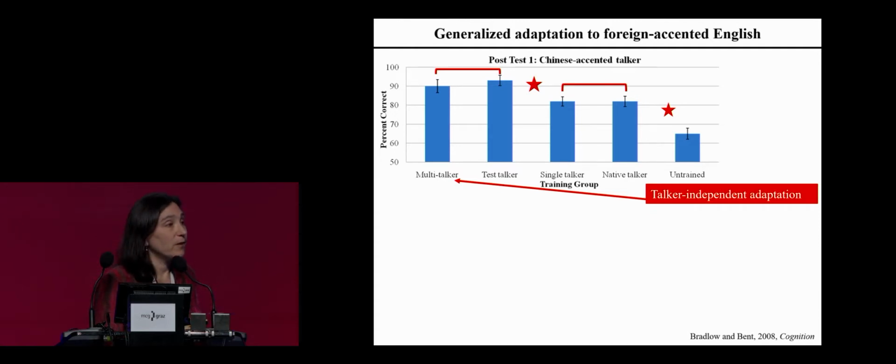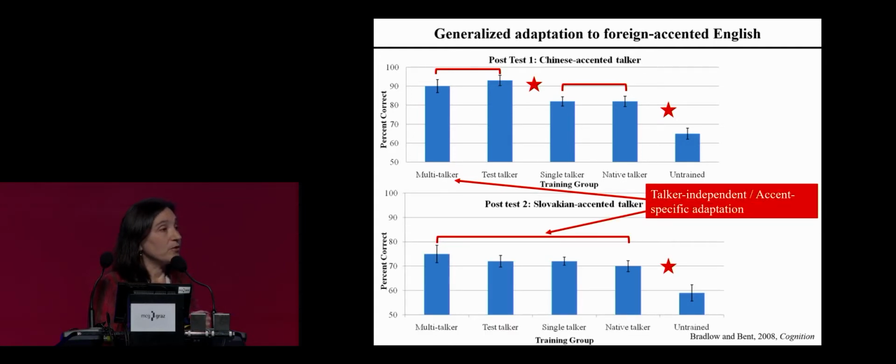Now, importantly, we want to see if what the listeners have learned during this training is specific to Chinese accented English. Remember, they've only in this condition been exposed to Chinese accented English. And that's where it's important to look at the Slovakian accented test. And here we see no improvement on Slovakian accented English following training with multiple talkers of Chinese accented English. In other words, what the listeners have learned, what they have adapted to, are general features of Chinese accented English in a talker-independent way, but in an accent-specific way. So this is talker-independent, but accent-specific adaptation. They haven't just simply loosened their criteria for word recognition of foreign accented speech. They've learned something specific about what is general in the speech of the talkers to whom they were exposed at the group level.